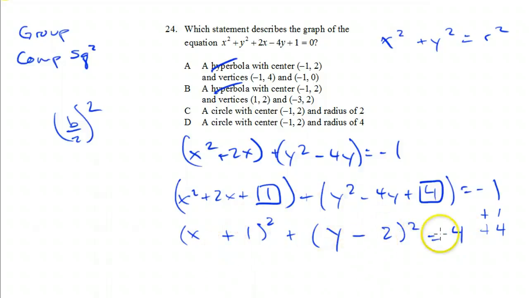x squared, y squared, r squared. But be careful, because this is r squared, so if I want r, I need to take the square root. So the square root of 4 is 2. So our radius is 2, which is c.